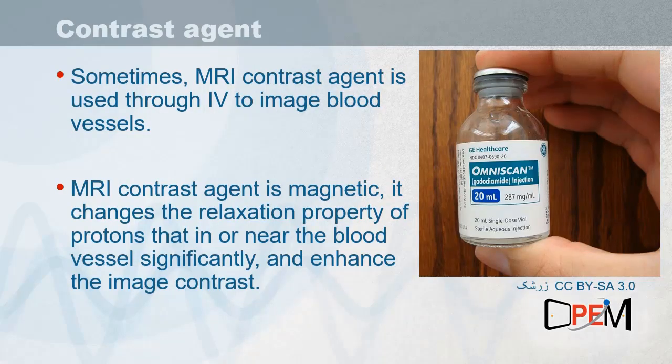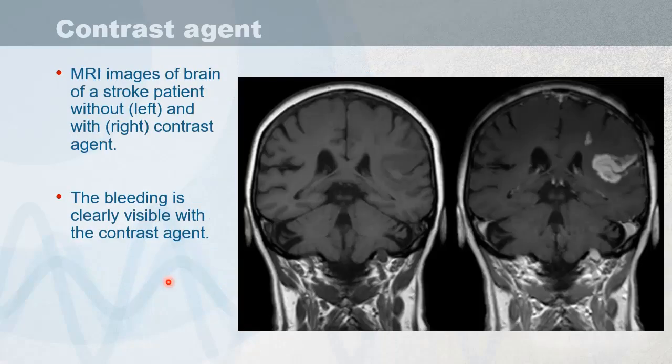Sometimes an MRI contrast agent is used through intravenous injection to image blood vessels. MRI contrast agent is magnetic. It changes the relaxation property of protons in or near the blood vessel significantly and enhances the image contrast. These are MRI images of a brain after stroke. On the left is the image without contrast agent. On the right is with contrast agent. You can see the bleeding inside the brain is much clearer with contrast agent.